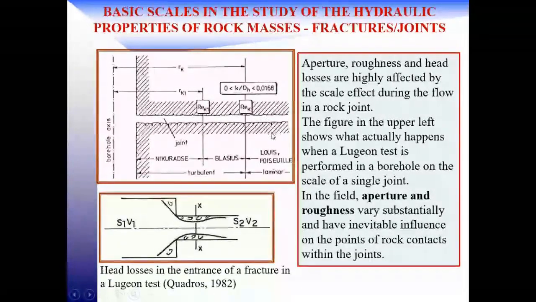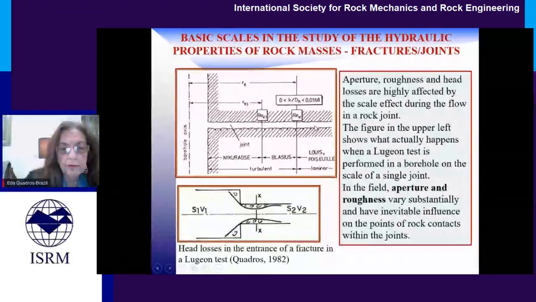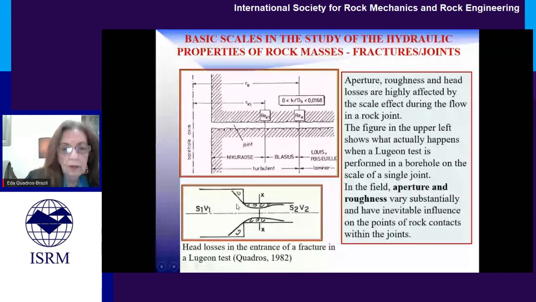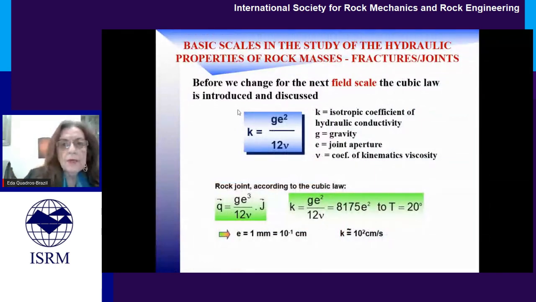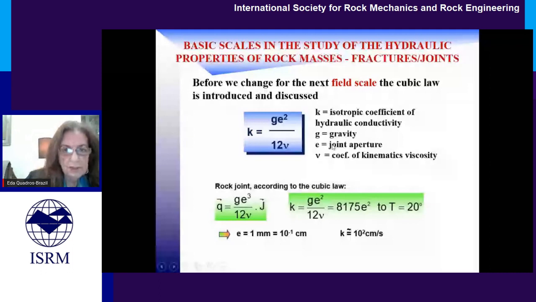This is due to the very high head losses that occur when the water flows in a rock joint. There are also other head losses in the entrance of the water in the fracture. Before we turn to the next field scale, the cubic law is introduced and discussed here. The equation for the cubic law is shown here, where K is isotropic coefficient of hydraulic conductivity, g is the gravity, e is the aperture, and ν is the coefficient of kinematic viscosity.